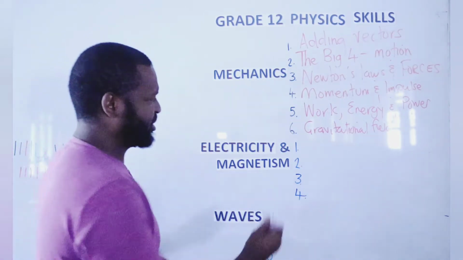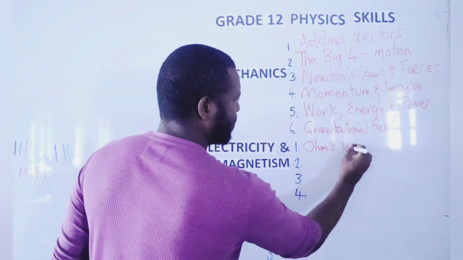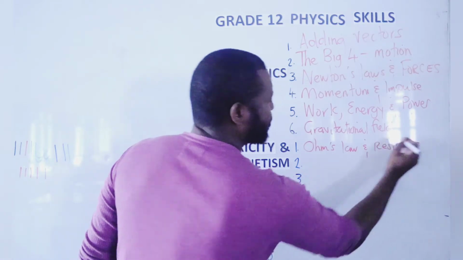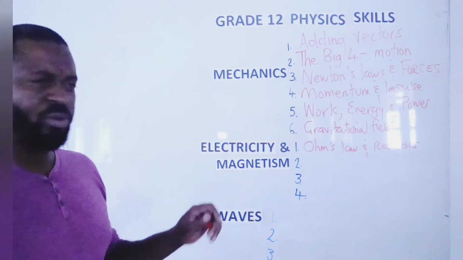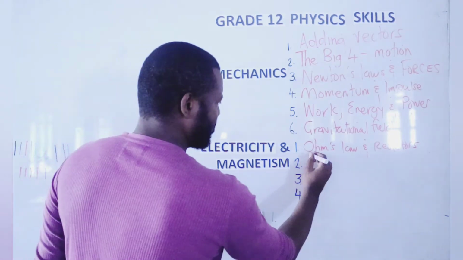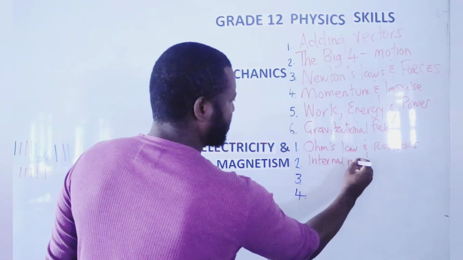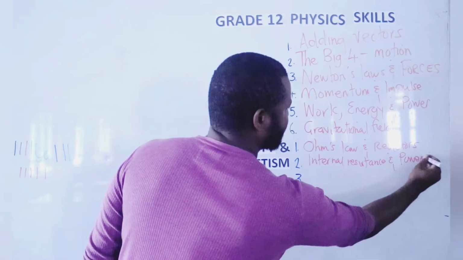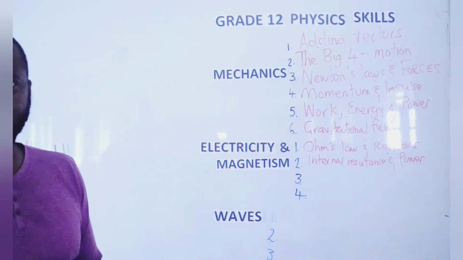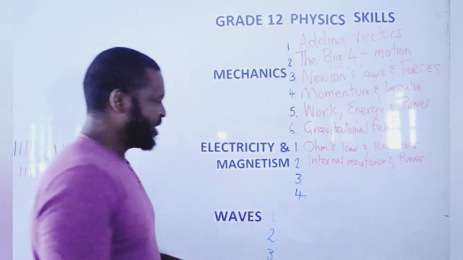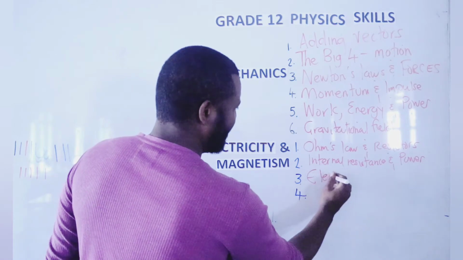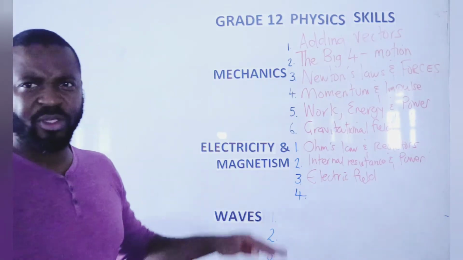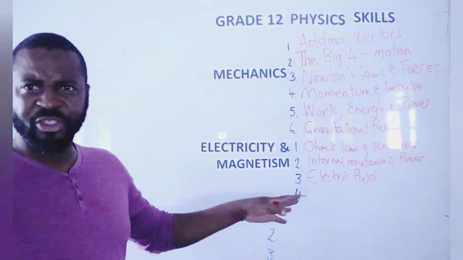Under electricity and magnetism, we have Ohm's law and resistor networks. So when resistors are combined, how do you reduce them into a single resistor and all that? Then you can also talk of internal resistance and power in circuits. How to calculate the electrical power leads you to electrical energy as well. Then you've got the electric field. There you find Coulomb's law, the concept of how to calculate electric field, charges and all that.